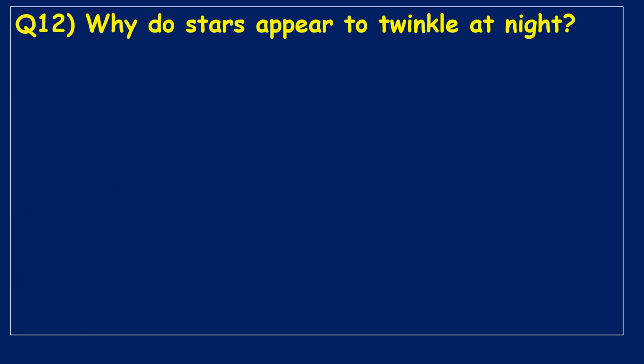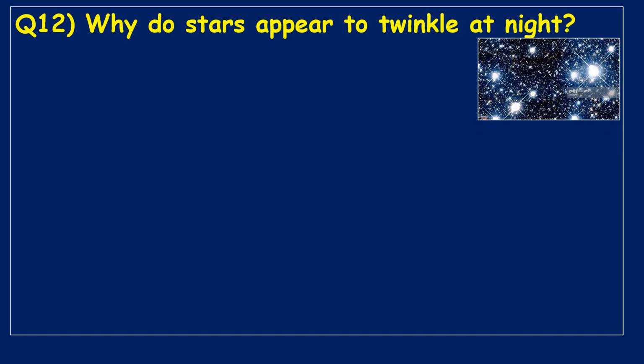Next question. Why do stars appear to twinkle at night? See this picture here. The stars are twinkling here. In reality, stars do not shine like this. It's just like a tube light we can see in our home. But generally we see this kind of appearance in the night sky. Why?